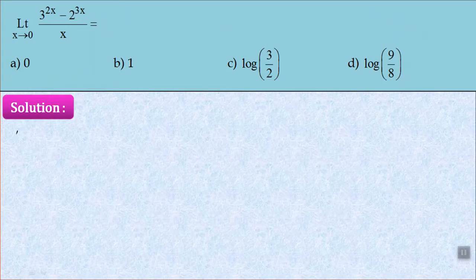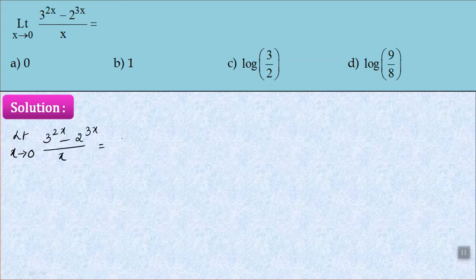Here the given question is limit x tends to 0, (3^(2x) minus 2^(3x)) divided by x. Here we substitute the limit: 3^(2·0) minus 2^(3·0) divided by 0, which is 3^0 is 1 minus 2^0 is 1, divided by 0, equals 1 minus 1, that is 0 divided by 0, which is of the indeterminate form.